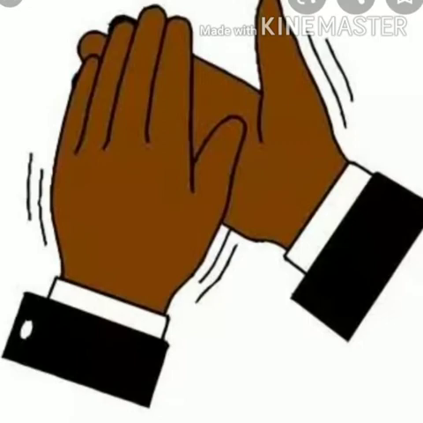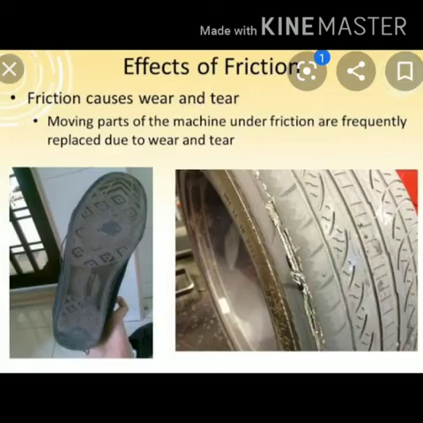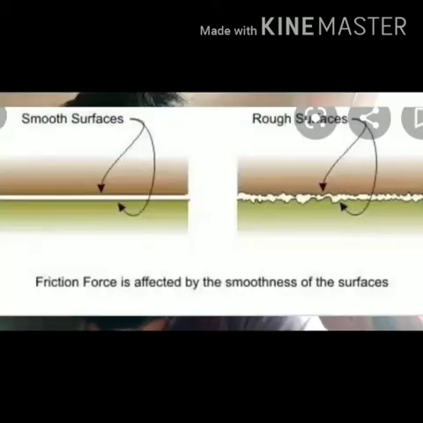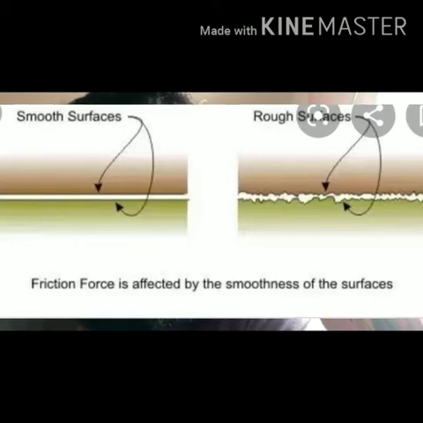So what are the factors affecting friction? The first one is the nature of the surfaces in contact. As we discussed, friction arises due to irregularities on the surface of the object. The more the irregularities, the greater will be the friction. Since a smooth surface has fewer irregularities as compared to a rough surface, friction is less for a smooth surface and more for a rough surface.